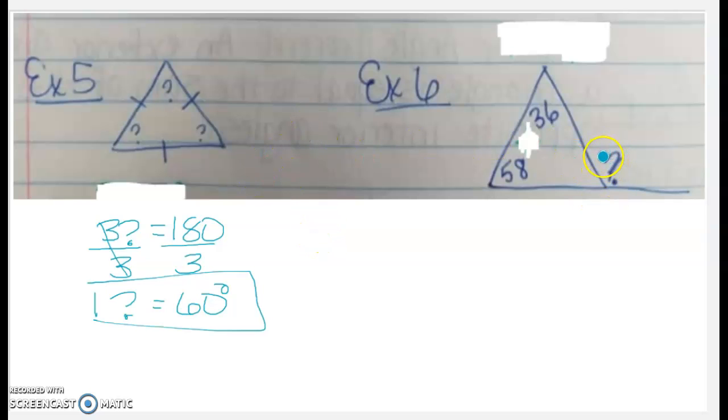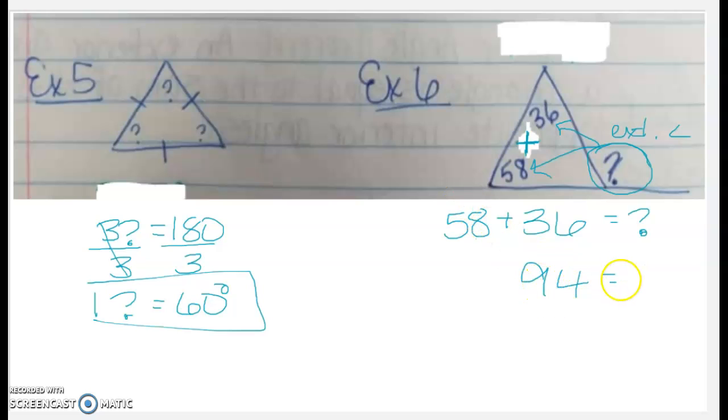Okay, here is the exterior angle. It's on the outside of the triangle, which means all I need to do is add the two opposite interior angles together. So I just need to add these together. So 58 plus 36 equals the exterior angle. This is the exterior angle. And if I add that up, I get 14, carry my 1, and I get 94. So this outside angle is 94 degrees. And that is my exterior angle application.